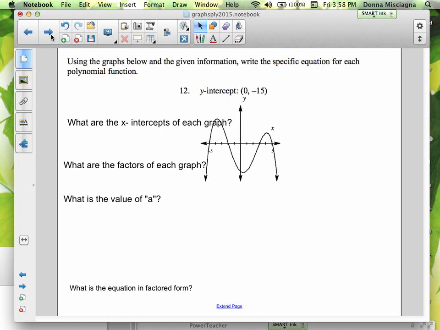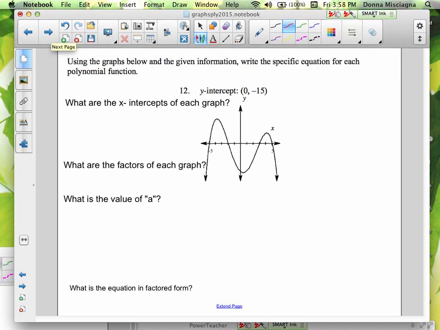All right, so here's our second one. And our first step is to find the x-intercepts for our graph. So we have one here. I'm going to write in a different color this time. Let's write in blue. New problem, new color. A little slow when I'm recording.